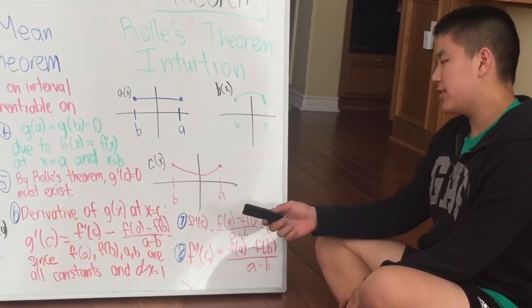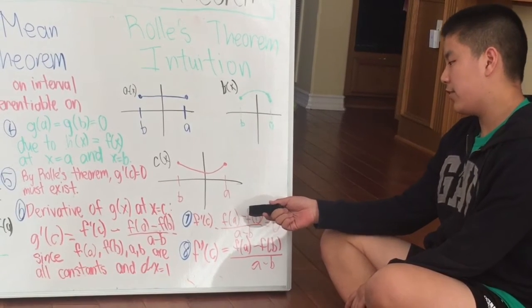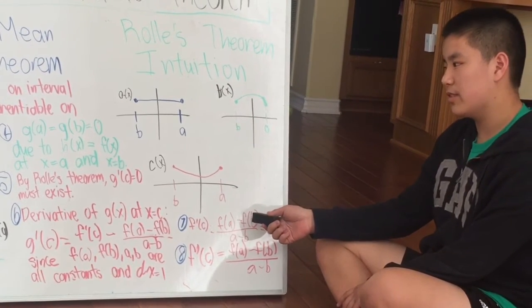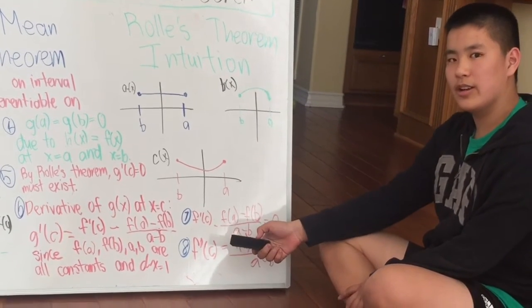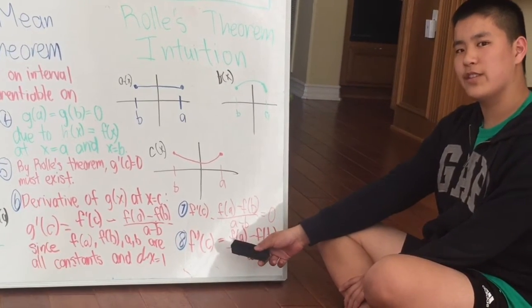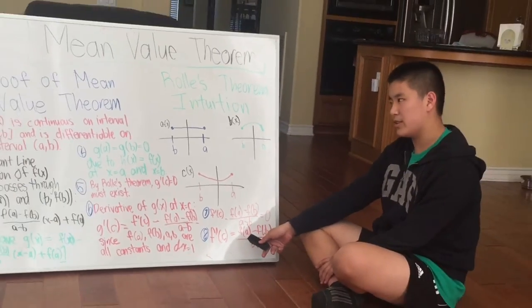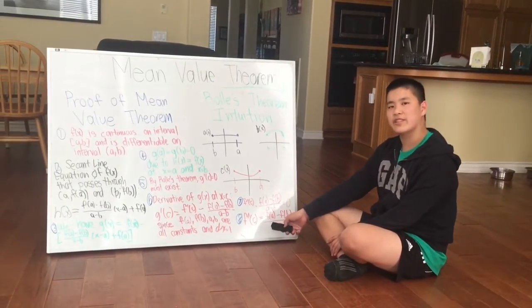We know f prime of c minus f of a minus f of b divided by a minus b equals 0, since g prime of c must equal 0. Therefore, we know f prime of c equals f of a minus f of b divided by a minus b, which is just mean value theorem.